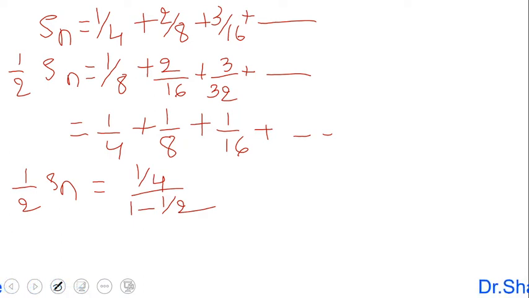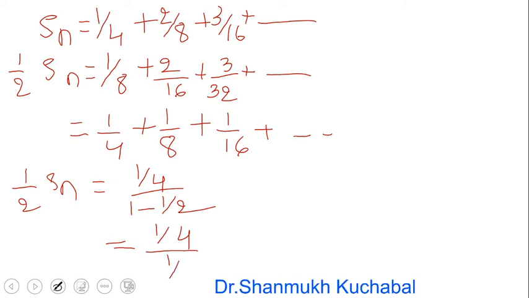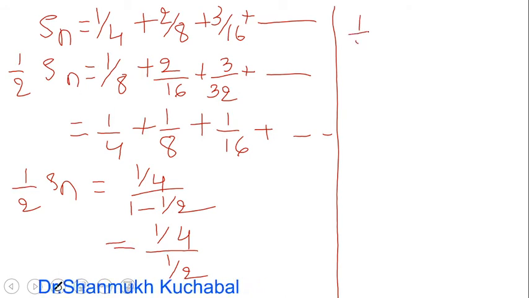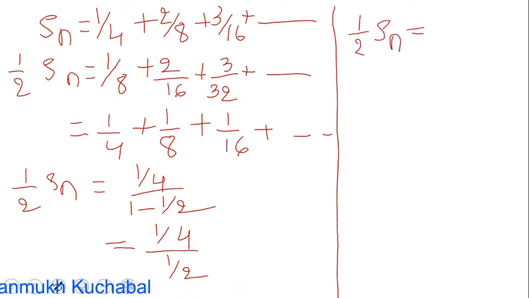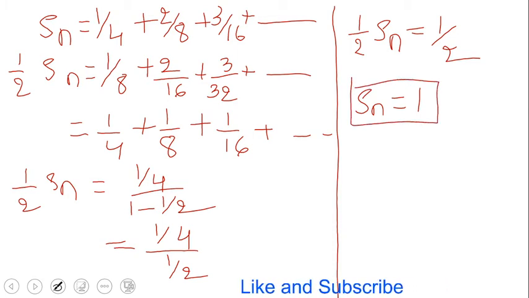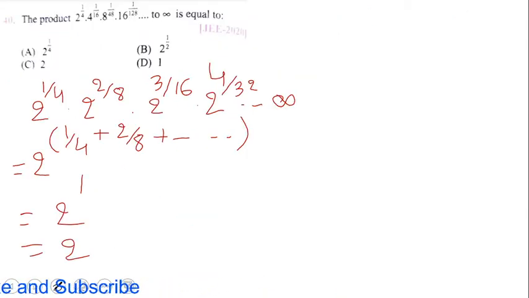It is a geometric progression here. So we will simplify. In the simplification, the numerator will be 1 by 4 and the denominator will be 1 by 2. So we get 1 by 2 Sn equal to 1 by 4 divided by 1 by 2, which gives 1 by 2. Now 1 by 2 cancels on both sides, so Sn we will get as 1 here. So 1 is the answer. So clearly option D is the right answer.